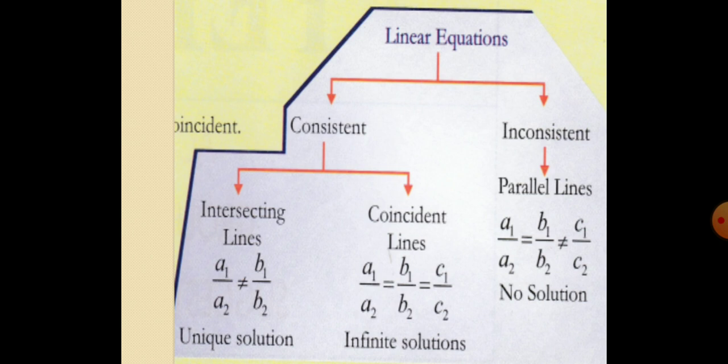For the pair of linear equations, there are conditions. If a1/a2 is not equal to b1/b2, there is a unique solution. Second, if a1/a2 equals b1/b2 equals c1/c2, there are infinitely many solutions. And if a1/a2 equals b1/b2 is not equal to c1/c2, there is no solution.